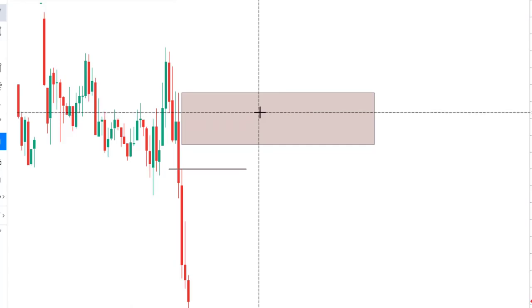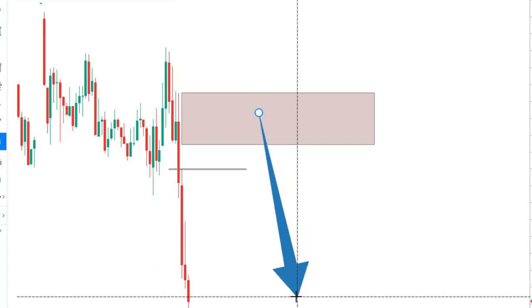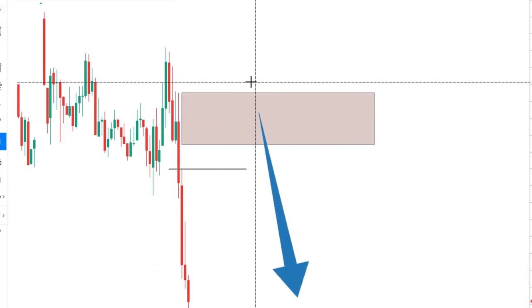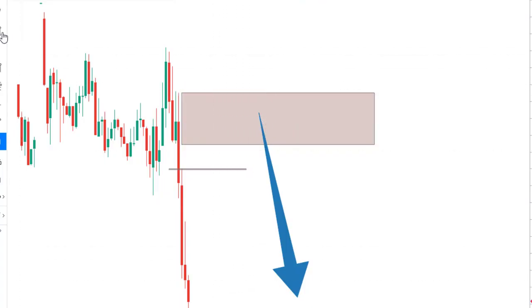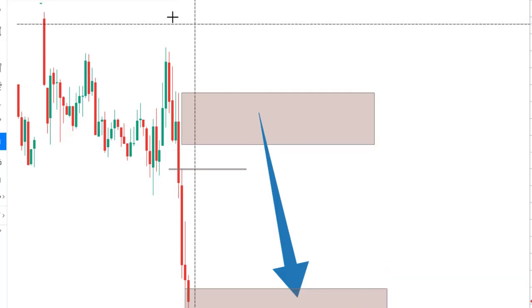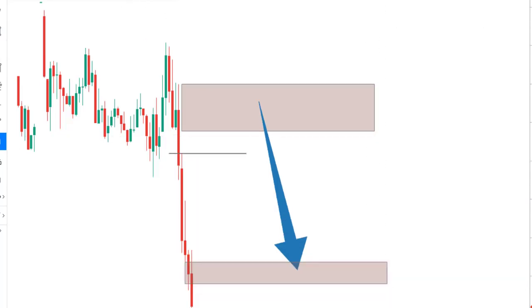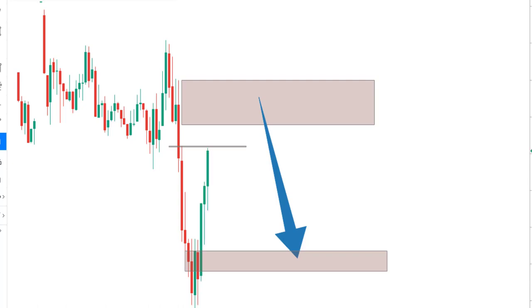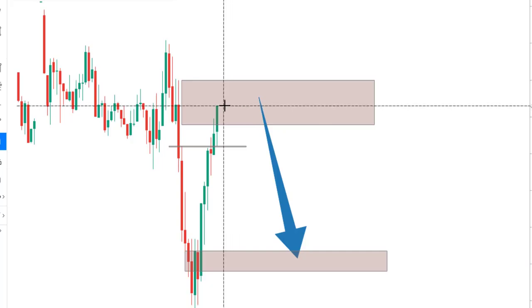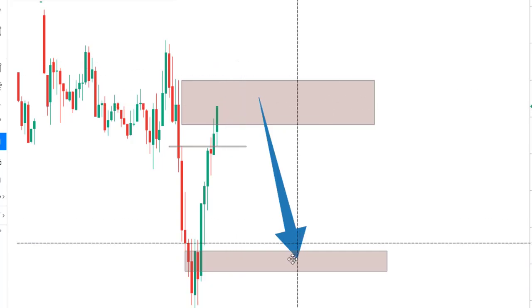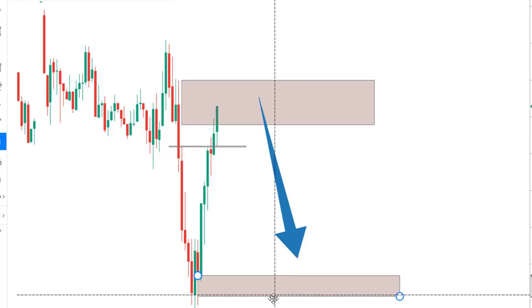You can place a sell limit order here, and then you place your stop loss above the candlestick, and then you target the previous low. This is the previous low at the moment. Then you wait for price to come back and tap the zone. Let's see. Right there, price comes up and enters the zone. So supposedly we entered our trade here, our stop loss above here, and then we have our first target at the previous low, which is here.